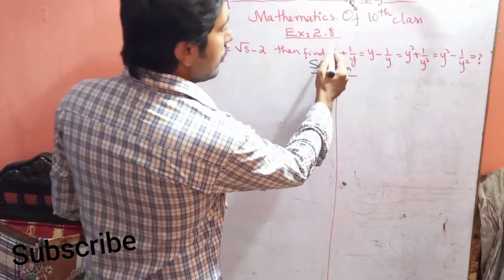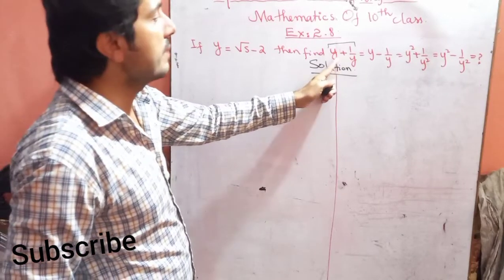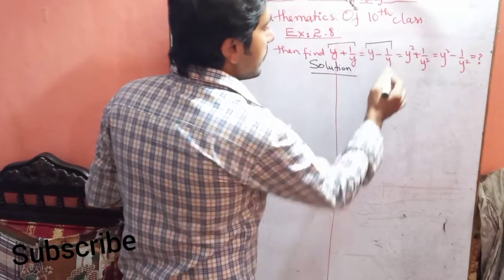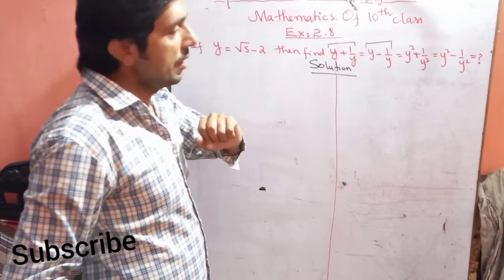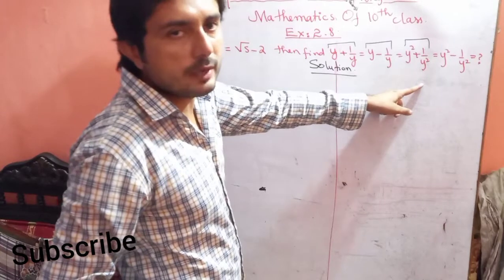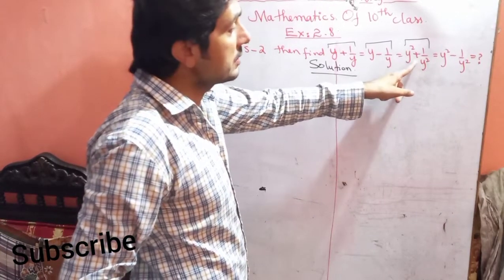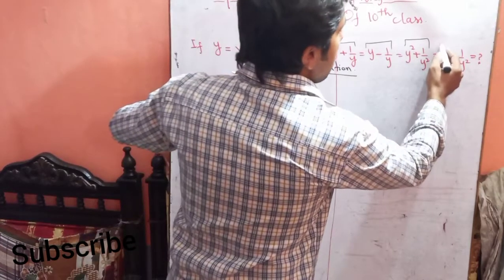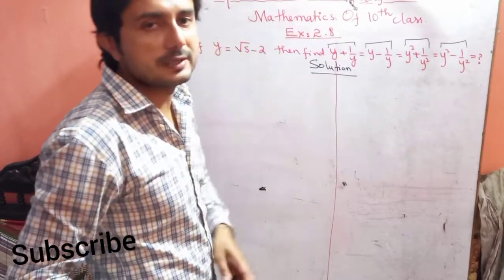So here we have four things to determine. Number one is a linear term, that is y plus 1 upon y. Then the second term, also a linear term, is y minus 1 upon y. The third thing is y square plus 1 upon y square, the quadratic term with a plus between the two squares. And the last one is y square minus 1 upon y square, the difference between two squares that we have to determine.